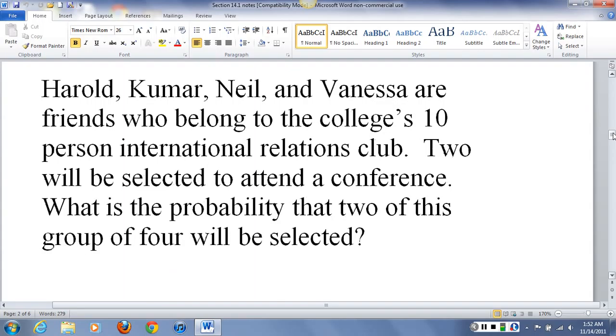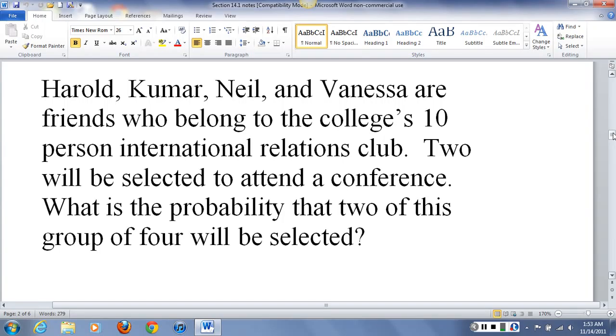Example from the book. Harold, Kumar, Neil, and Vanessa are friends who belong to the college's 10-person international relations club. I think they made some movies out of this. 2 will be selected to attend a conference. What is the probability that 2 of this group of 4 will be selected?